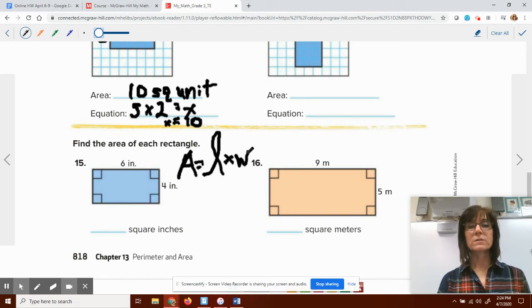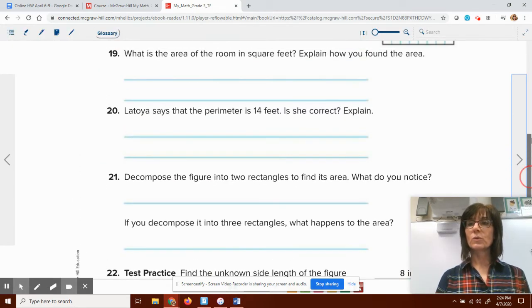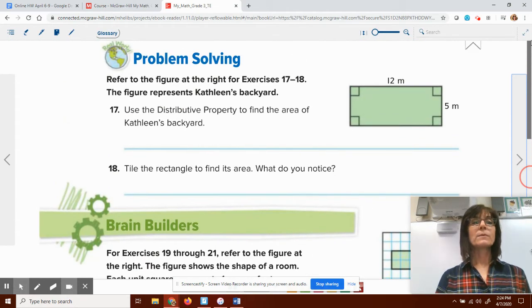Remember, these are going to be inches squared, or square inches, or square meters. They've got the label for you. Let's go on to the next page. On the next page, it's going to show you problem solving.